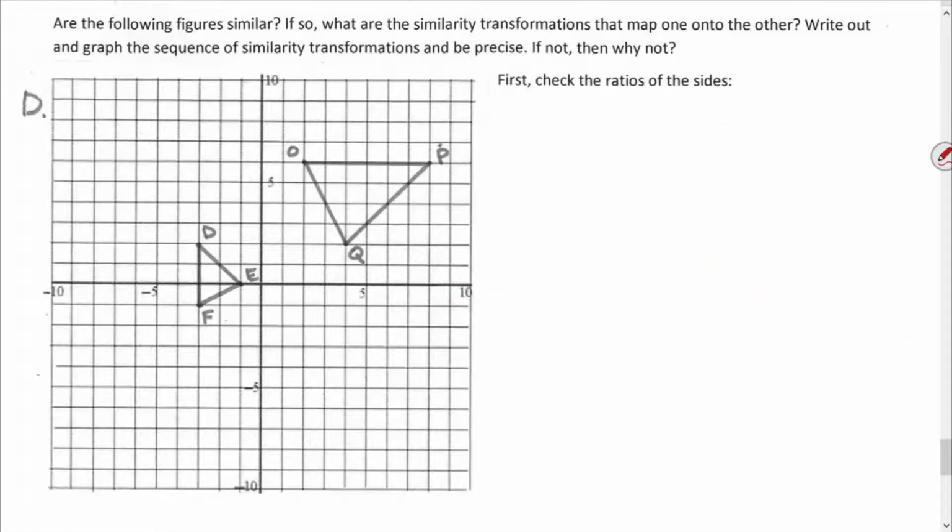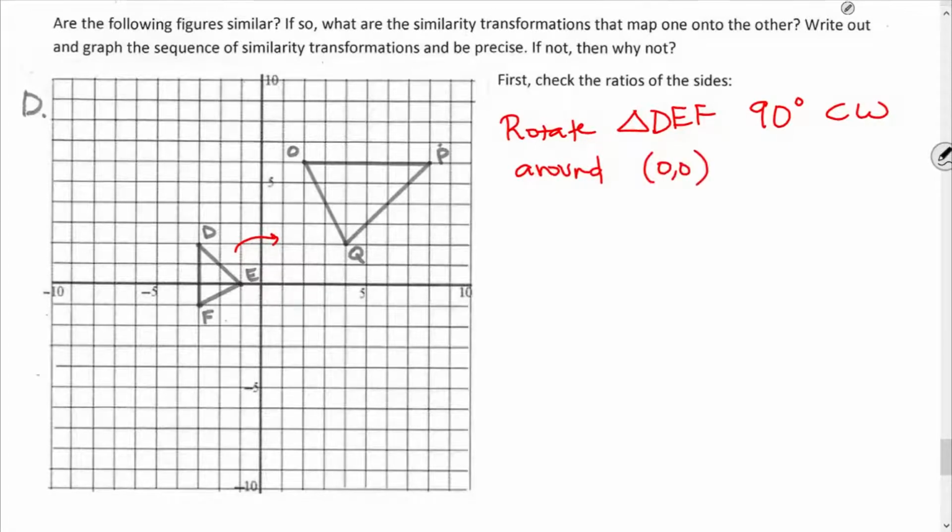Similarly, for letter D, if you look at this, I'm going to need to do a rotation first. And I can either rotate the small one over or the big one over. In this case, I think I'm just going to rotate the small one. So I'm going to rotate triangle, let's call it DEF. And I'm going to need to go this way, which is clockwise, 90 degrees clockwise around. And you can pick any point, like point E or the origin. I'm going to pick the origin. And it looks like this.